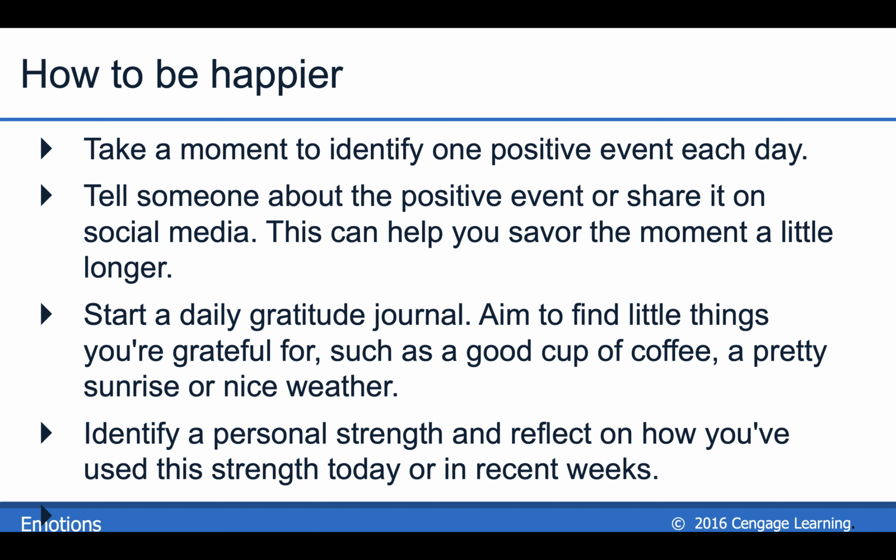So maybe post on your Snapchat story, like, hey, so-and-so gave me a great high five today, or I'm just so happy, did you guys see that sunrise? It was beautiful. So those little positive things, and sharing that with someone else, kind of helps you feel it a little bit more. Start a daily gratitude journal. Aim to find little things that you're grateful for, such as a good cup of coffee, a pretty sunrise, nice weather, having a good lesson in class, or just a funny joke a friend told.